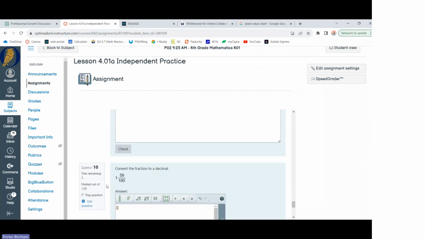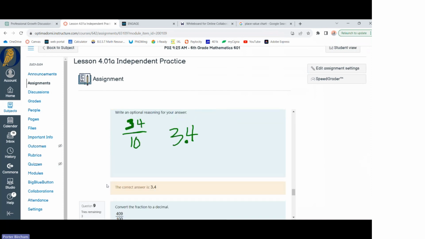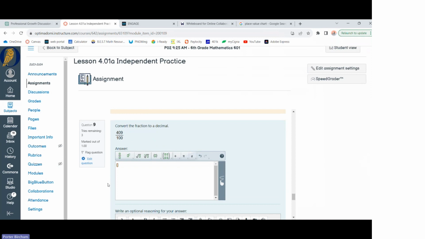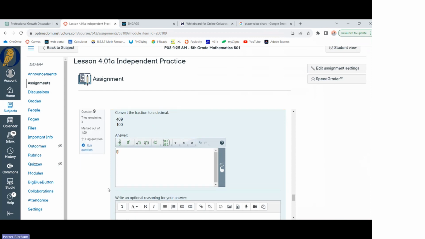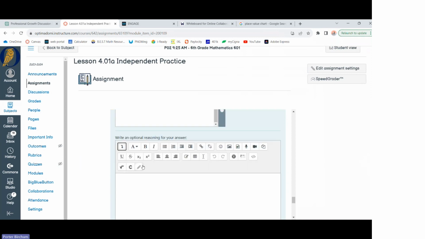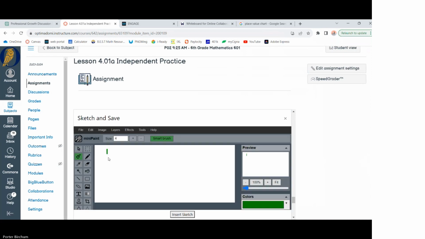Almost last question. Convert this to a decimal. 409 on top of 100. The bottom number is a number that is divisible by 10, so like 10, 100, 1000. Now I can turn this fraction into a decimal without even using my calculator.